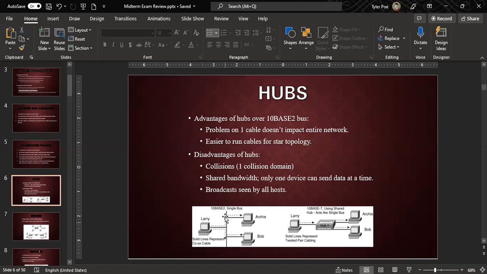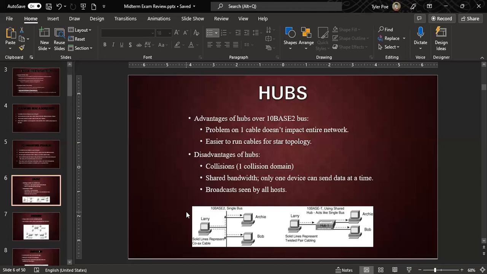It's like a big cable that would connect all the devices to one another. The problem with this cable is that if there's a tear or a break anywhere, the entire network goes down. So hubs have that advantage over the single bus. A problem on one cable doesn't impact the entire network. In the case of the 10 base 2 bus, if there's a problem with Larry, then Archie and Bob all lose communication. But on a hub, Larry can do whatever he wants to his cable, but Bob and Archie will still be able to communicate with one another.